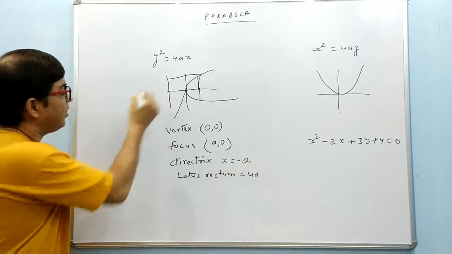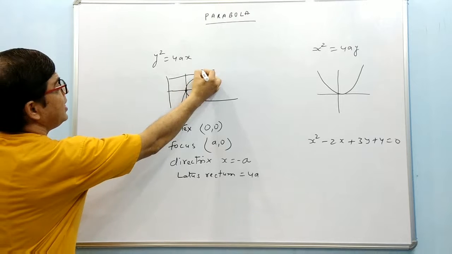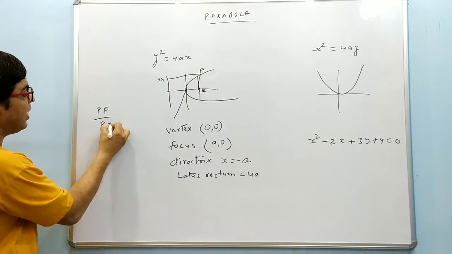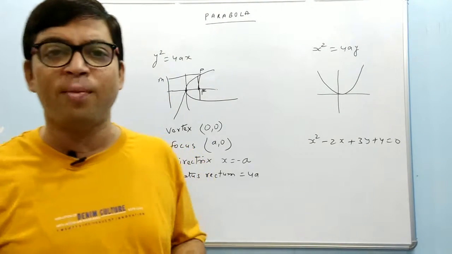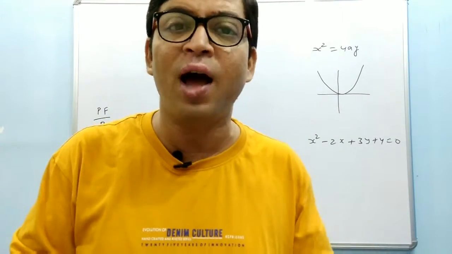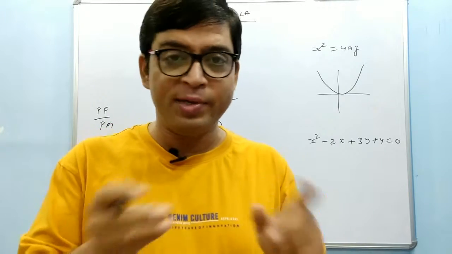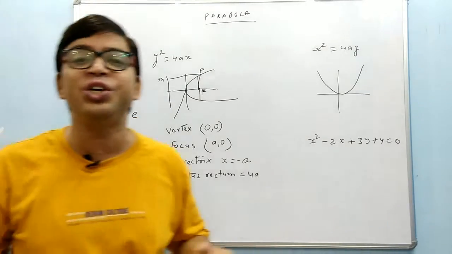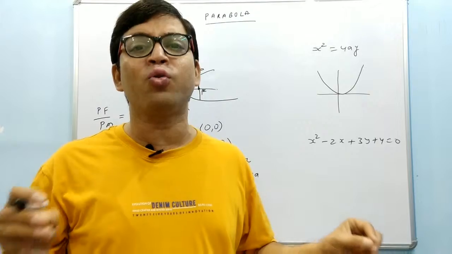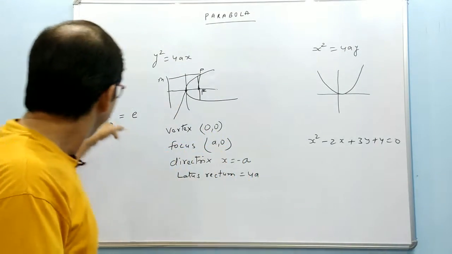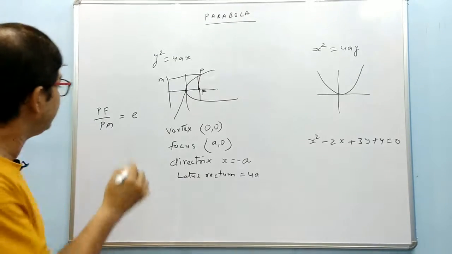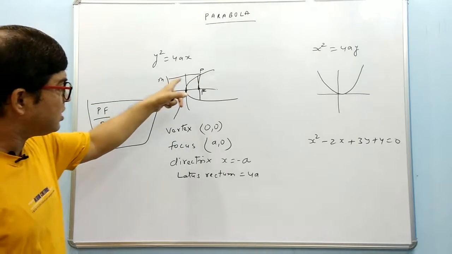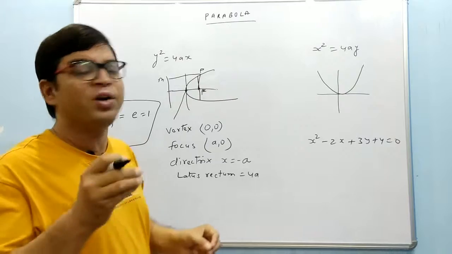We just saw that its basic definition is if any point P is there, we get PF by PM. That means distance from focus and distance from directrix should be a constant ratio, and in the case of parabola it is 1. That means distances are equal. That ratio is known as eccentricity of a conic section. So in all the conic sections, it is the basic definition. PF by PM is e, that is eccentricity, and e is 1 in the case of parabola. So this is horizontal parabola, and almost every part we got.